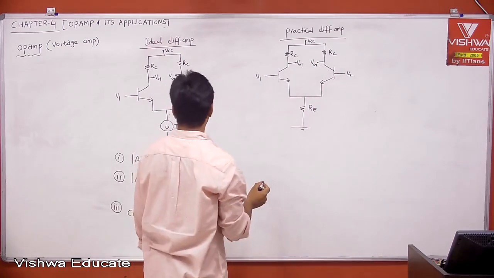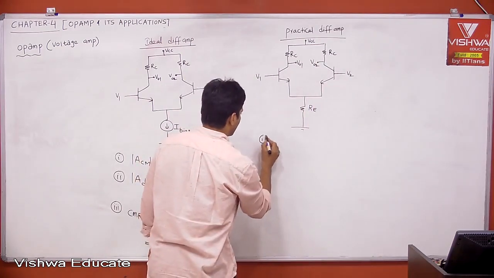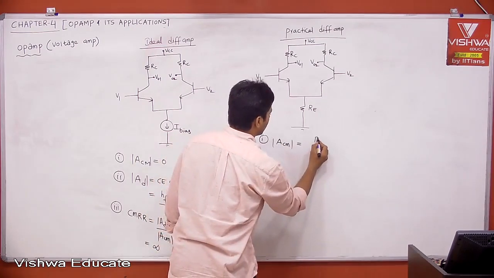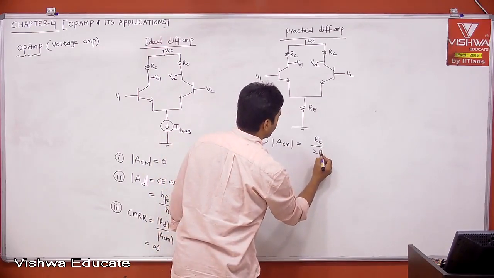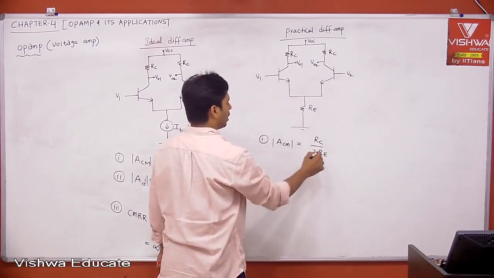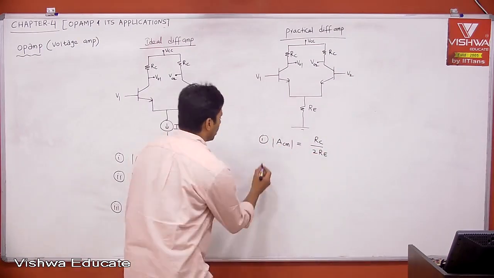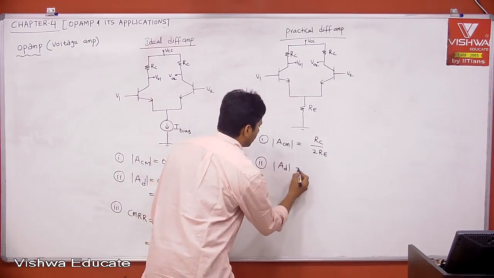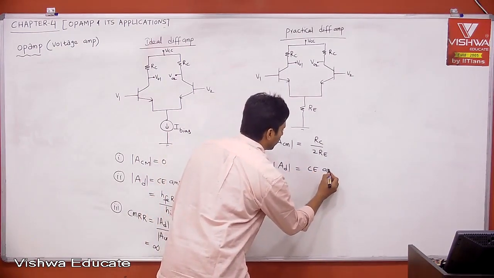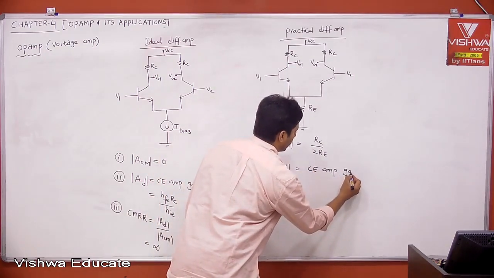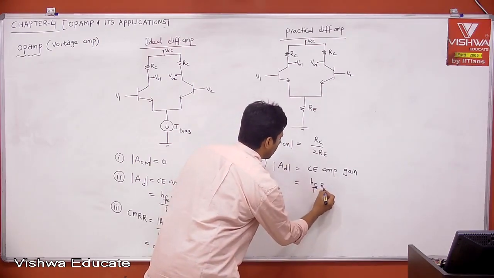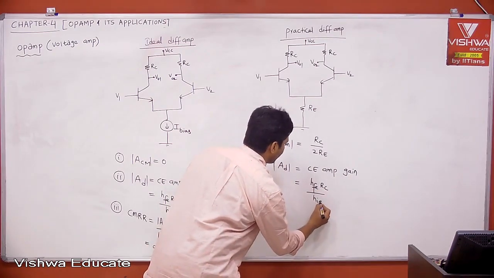right? Then what is your common mode gain? Your common mode gain magnitude is equal to RC divided by 2RE. If RE is very high, your common mode gain is very low. Number 2, differential gain AD is equal to the CE amplifier gain, which is HFE into RC divided by HIE. I am taking the simplified model.